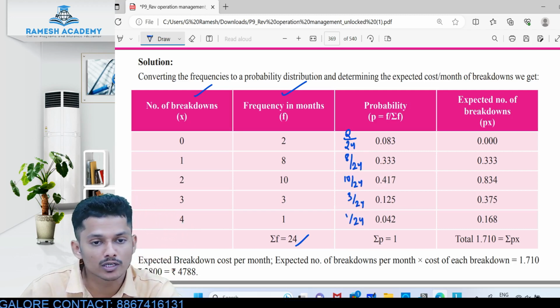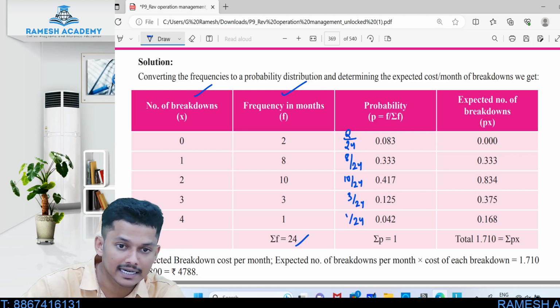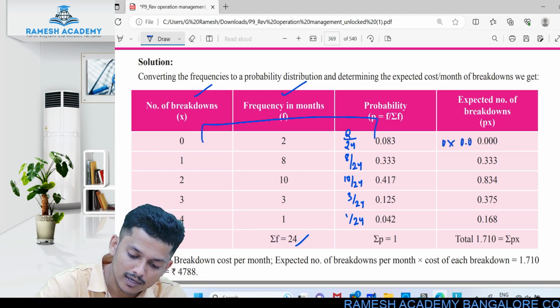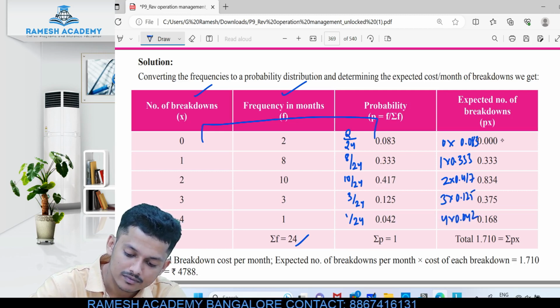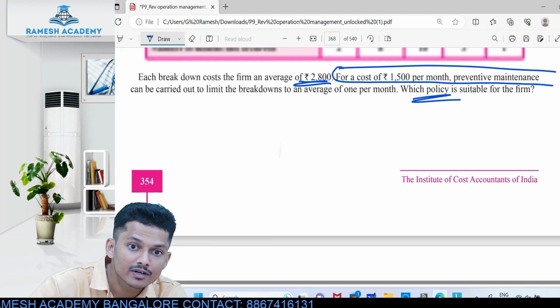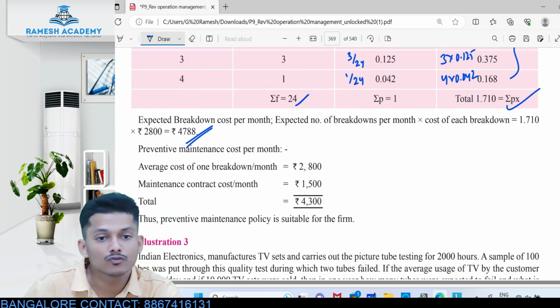Here they asked for month only, so you directly multiply here. But in the earlier question they asked for year. After getting that, just like the previous question, you multiply breakdowns into probability. That is 0 into this, 0 into 0.083. Next 1 into 0.333. Next 2 into 0.417. Then 3 into 0.125. 4 into 0.042. You will get the total. Now what is the total? 1.710. And what is the average cost which they gave? For breakdown, that is 2800. So 1.710 into 2800 gives you 4788.